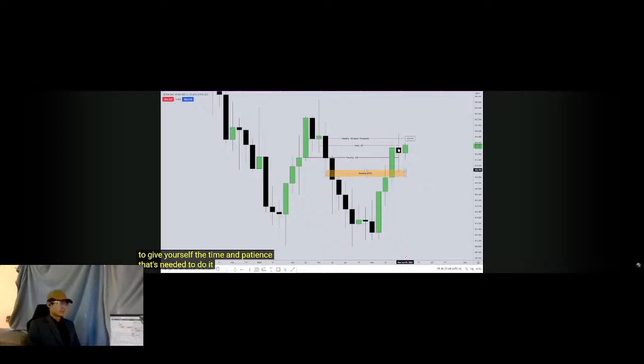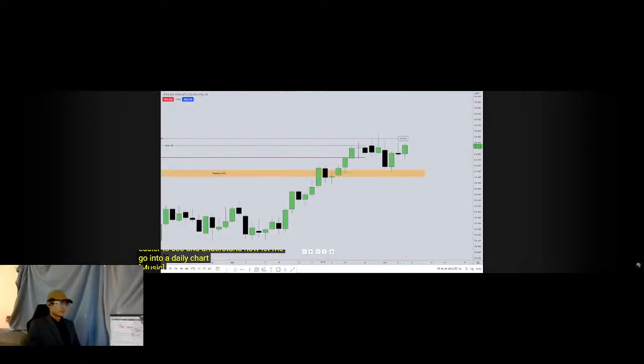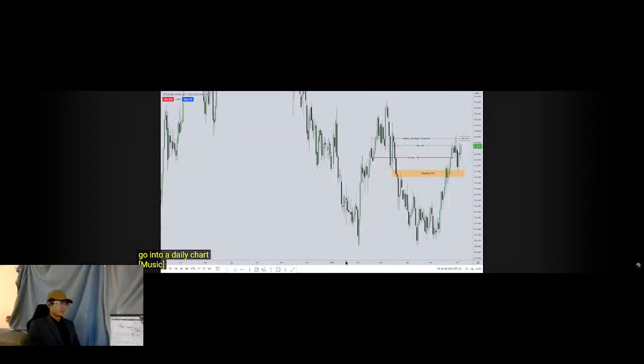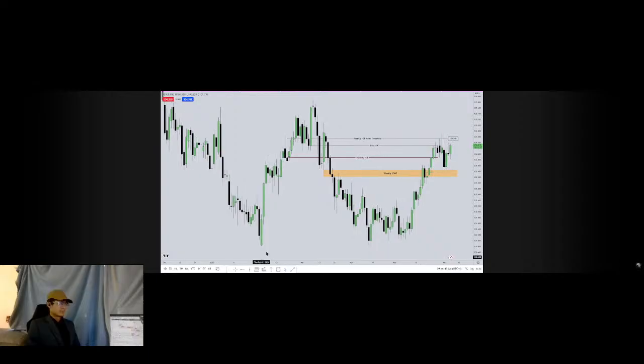So we did in fact see the inversion fair value gap form here, and we're rotated up into a daily bearish order block. This will be much easier to see and understand now when we go into a daily chart. Okay, so here's that daily candle. It looks just like that weekly candle. We have this big old run up here like that.